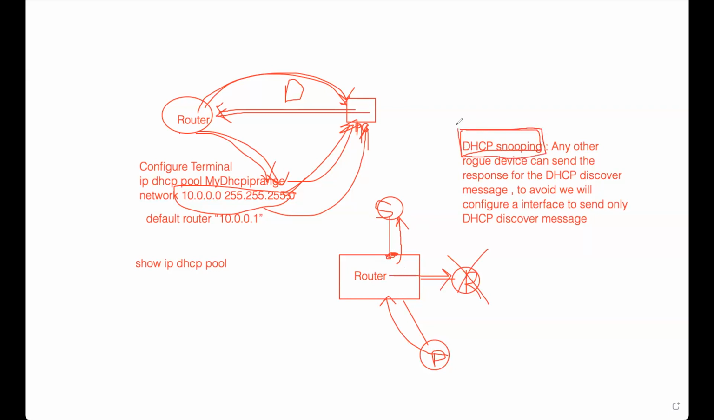But this is out of the CCNA syllabus. It is more into CCNP. But because you asked a question, how do we know only the DHCP server is responding? We have a security feature called DHCP snooping. Is it clear? Yes. Okay.